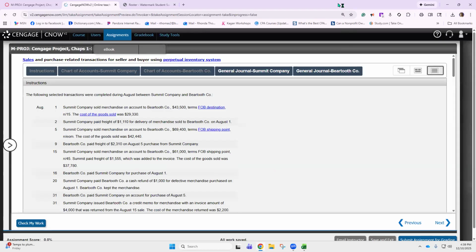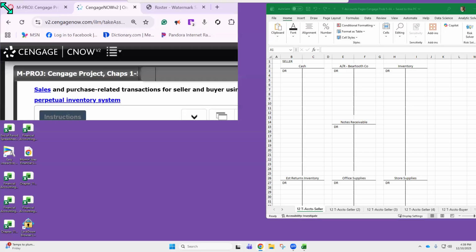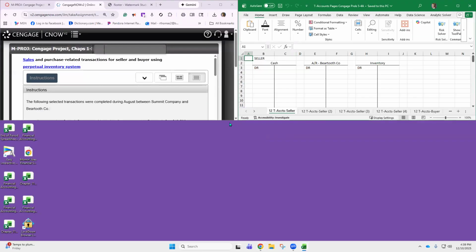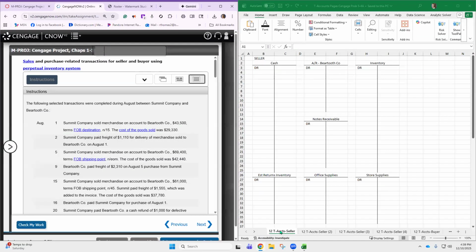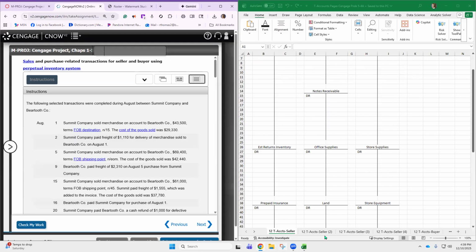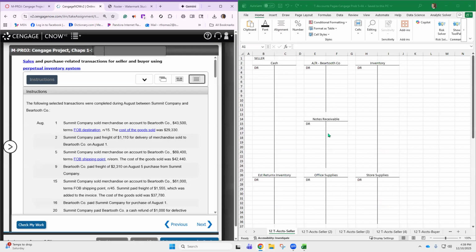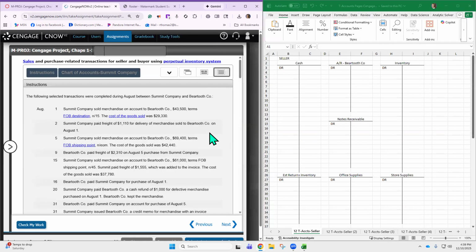I've got the seller accounts first. The seller accounts are first in the tabs down below. If you're not real familiar with Excel, watch up here just a little bit. We're going to double check that I've got all of the chart of accounts on here that we need. Before we do that, I'm going to pass these out to you guys.